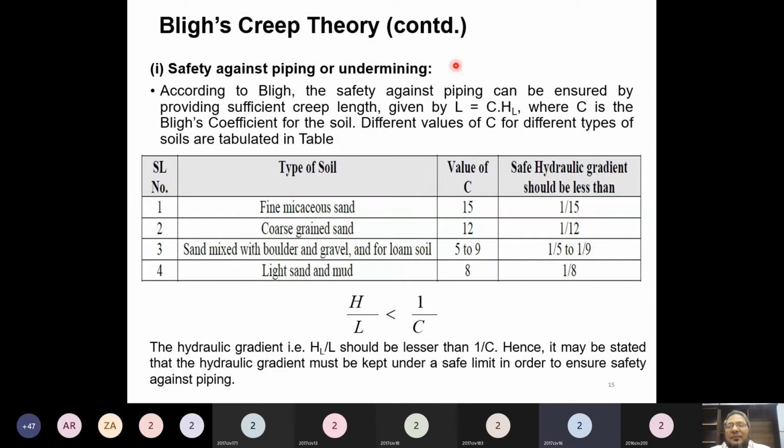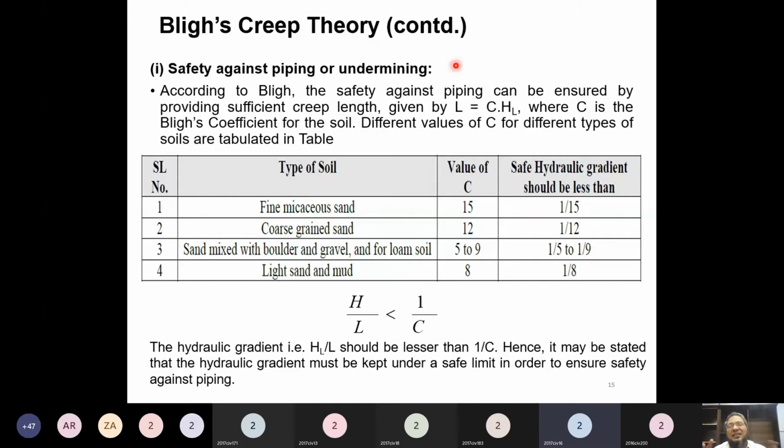Yes sir, but in Bligh's theory we use the flow path to calculate head loss. Practically, is this flow path even possible? Yeah, that's true, it is not possible. But anyway, this concept was given by Bligh. So he started thinking, okay?